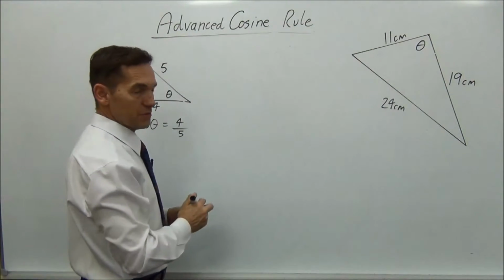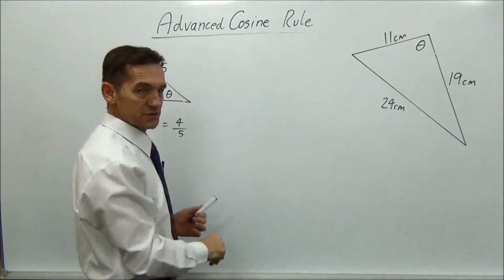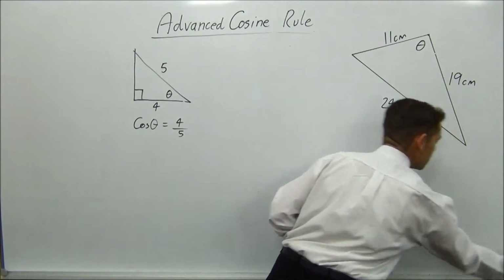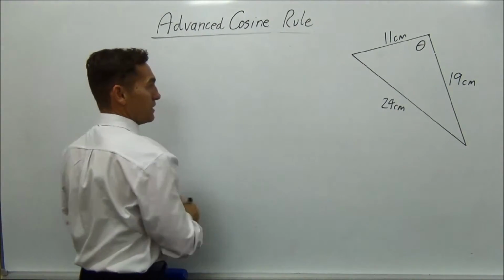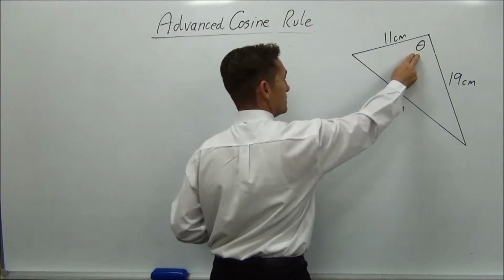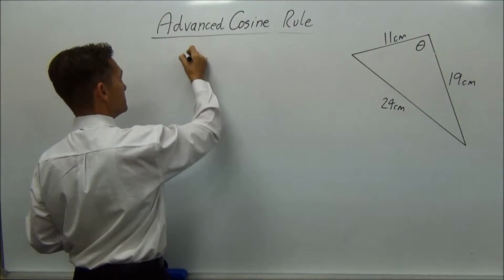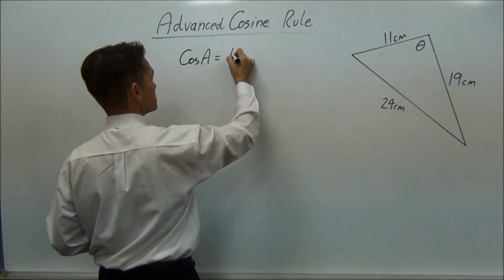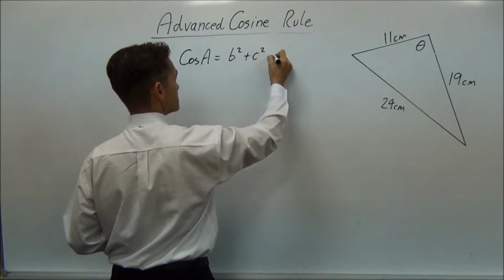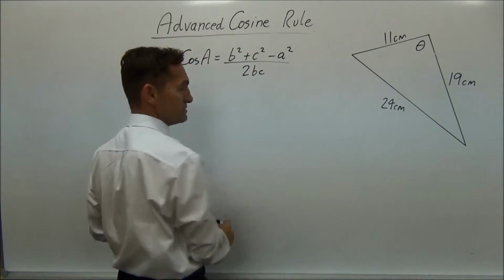This is what we call an advanced cosine rule, so it's just a variation, but we're using cosine in a different manner. So we'll just wipe that out. And here we're going to find an angle based on all of this. So the rule is cos A equals b squared plus c squared minus a squared all over 2bc.